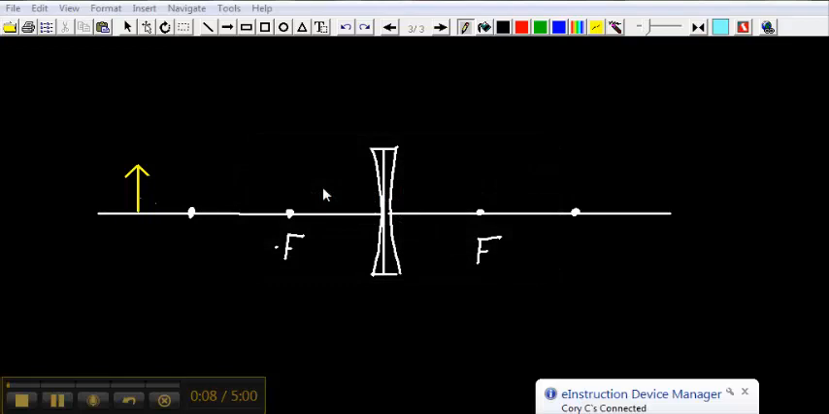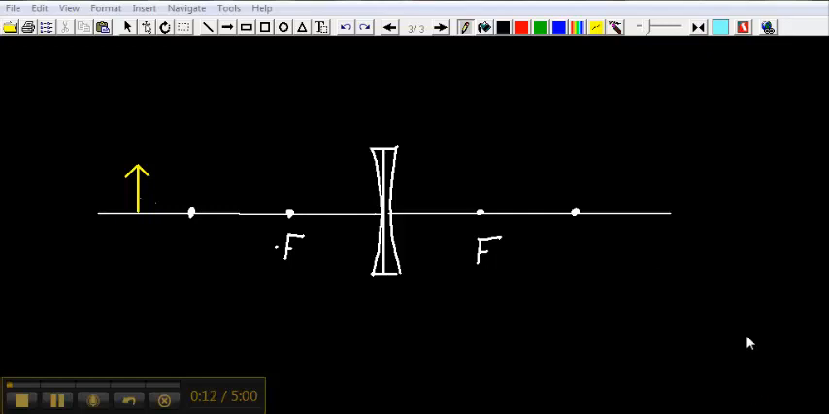Okay, so this is a diverging lens diagram. We're going to draw our lines there on this one, and then we'll do calculations like we did on the converging. Okay, so first off, let's start with the first line we'll draw.